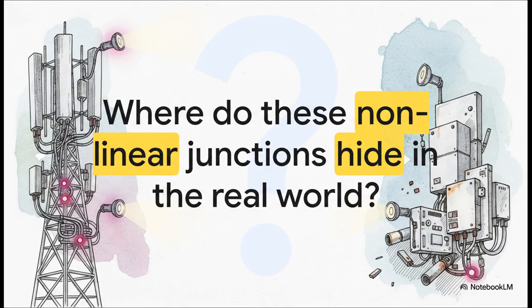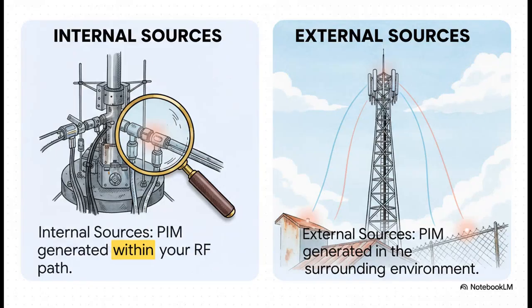That's the million-dollar question, isn't it? Okay, we know what we're looking for, but where do we actually start looking? Where are these things hiding out there on a real-world cell site? Well, their hiding spots basically fall into two main categories. First, you've got your internal sources. This is PIM that's being created right inside your own RF path. We're talking your cables, your connectors, your antennas. The problem is literally inside your own house. Then, you've got the external sources. These are way sneakier. This is PIM created by stuff in the environment around your antenna. So let's break these down, starting with the ones closest to home.